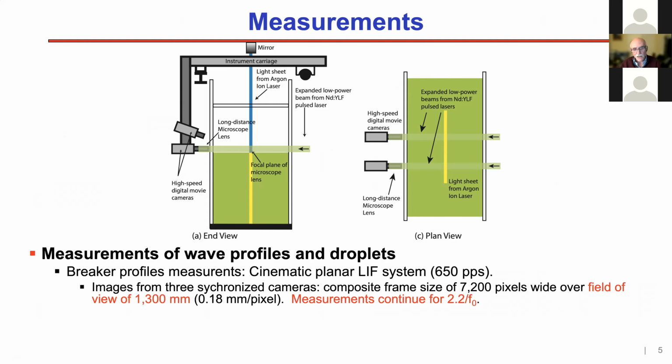The breaker profiles are measured by cinematic planar LIF at 650 pictures per second. Images from 3 synchronized cameras are used to create a composite frame, which is 7,200 pixels wide over a field of view of 1.3 meters. And that gives us 0.818 millimeters per pixel. So it's pretty good resolution. The measurements continue for 2.2 wave periods after the breaking starts.